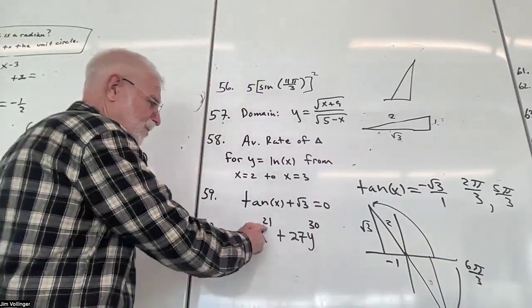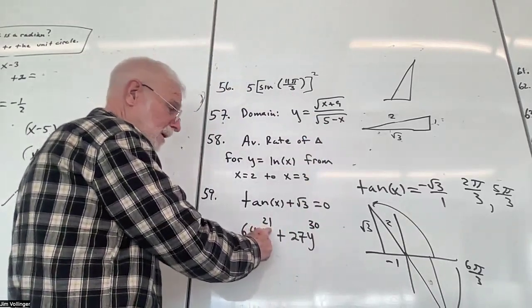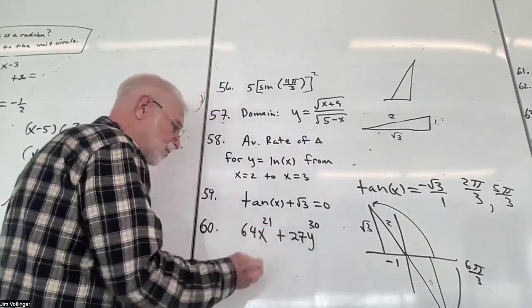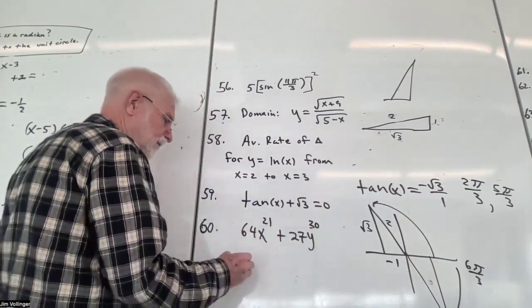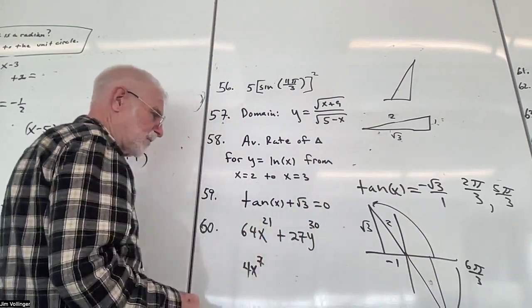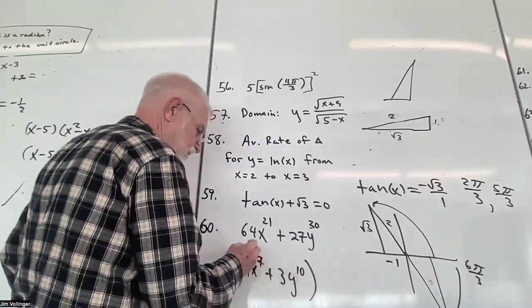All right, so multiples of 3, 2 plus 1 is 3. 3 divided by 3, it's a multiple. Yep, so that can be divided by 3. And so can 30. So I'm going to do cube roots. So 4 is the cube root of 64. And x to the 7th is the cube root of x to the 21. Plus 3y to the 10. Those are our cube roots.